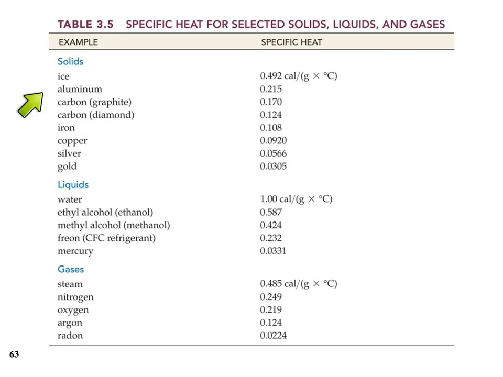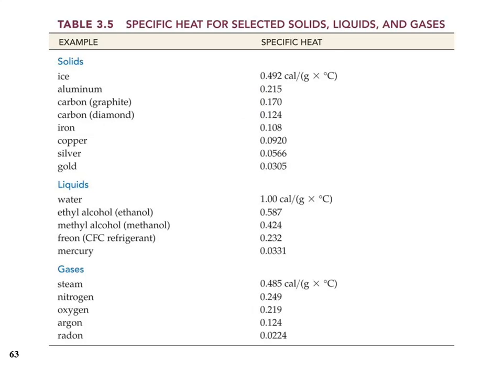So here we have specific heats for different substances. Here are solids. Here's aluminum, 0.215, graphite, diamond. Here's copper, 0.092, silver and gold. Now, in cookware, pots and pans, do you want the pot to heat up quickly? Yeah, because you need it to transfer heat to the food inside. So that's why you see a lot of cookware that has a copper bottom, because copper has a very low specific heat. It heats up quickly. Iron is pretty good as well. Aluminum is often used, but it takes more energy to heat it up.